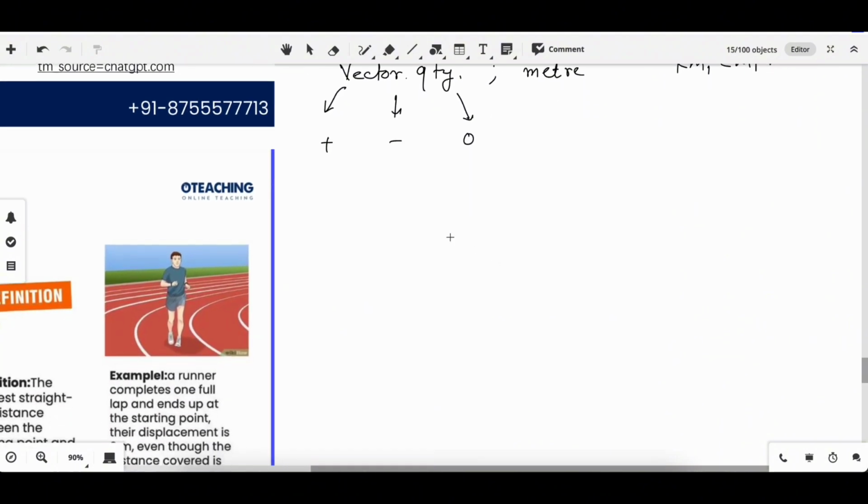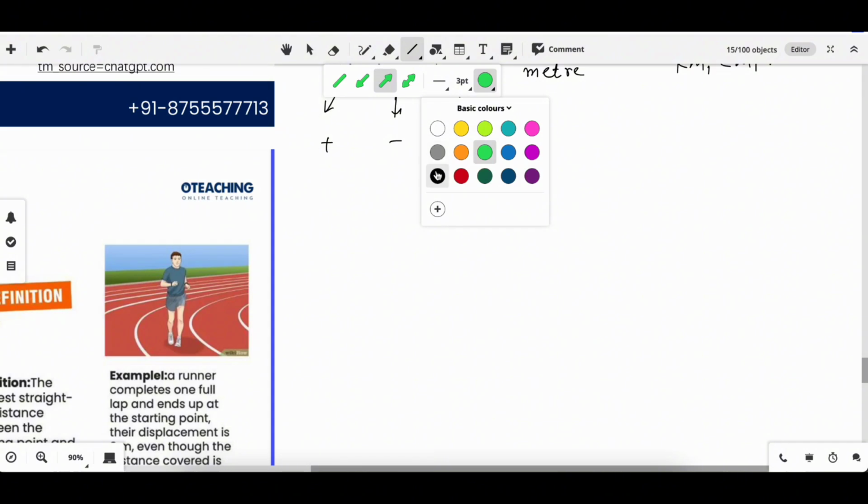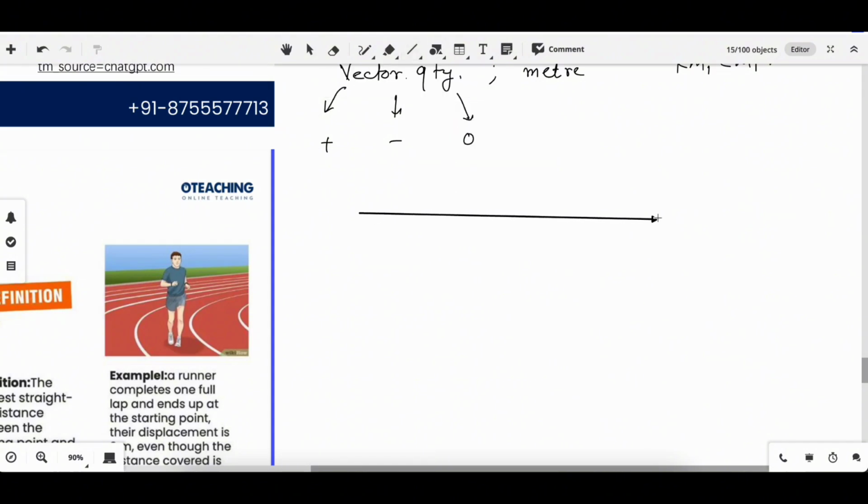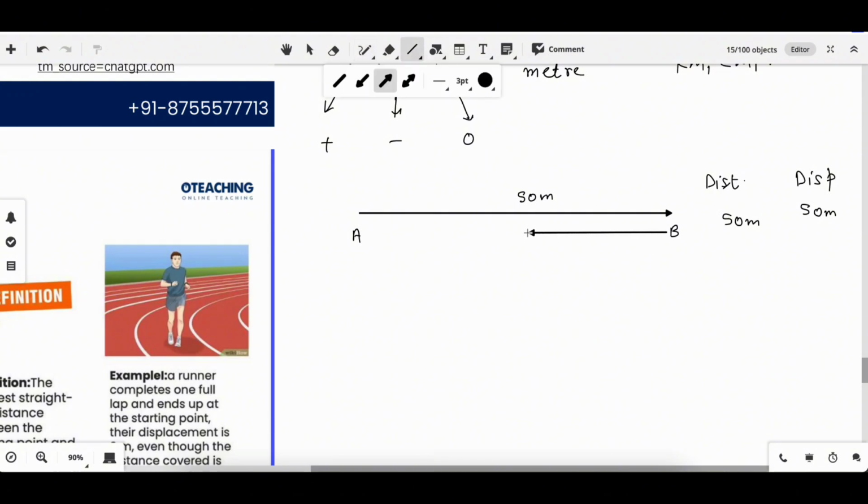Okay, for an example, let's just understand this, that you started from point A to B and you traveled 50 meters. Here is your distance, and here we talk about displacement. So it is 50 meters in both cases. Now you returned back and you traveled 25 meters more. So here 25 meters. Now what is your distance? Distance is just the addition of the length of the path. So 50 plus 25, that is 75 meters.